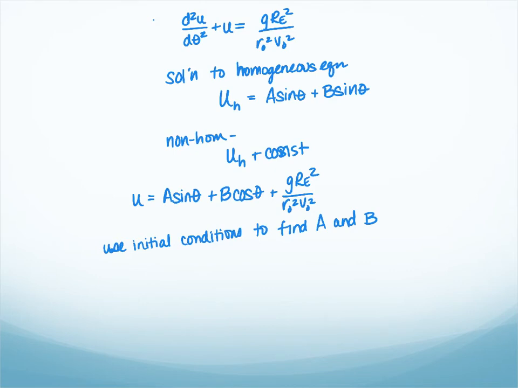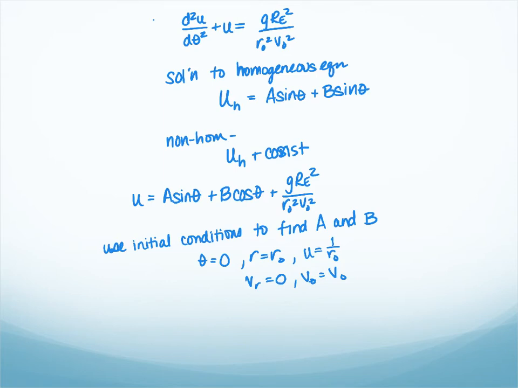And basically our initial conditions are that when theta was 0, r was equal to r naught, and so that means u would be equal to 1 over r naught. Vr was 0, and v theta was equal to v naught.